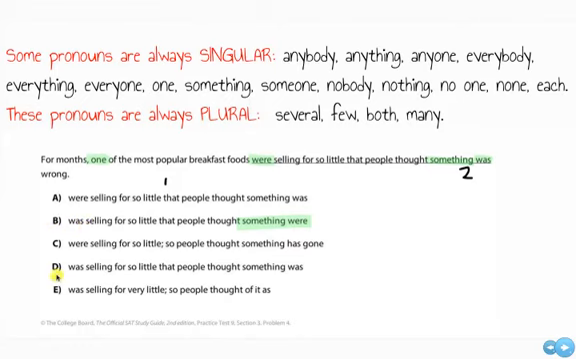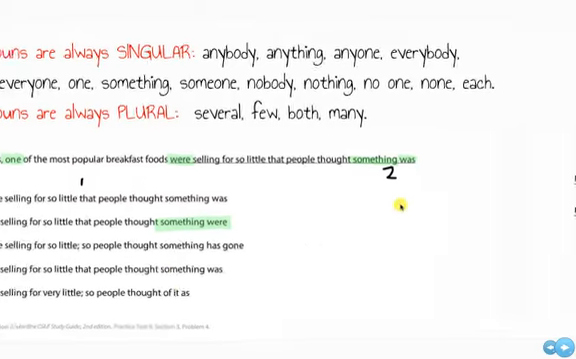So that means we can be either B, D, or E. Now, the difference between B and D is that one is "something were," the other is "something was." Clearly, the answer should be "something was" because something is singular, and so "was" needs to correspond with that something.